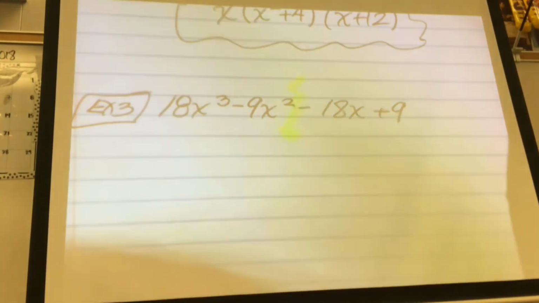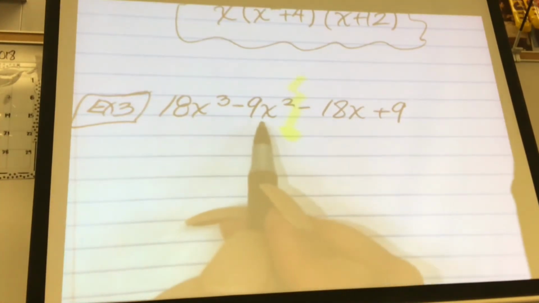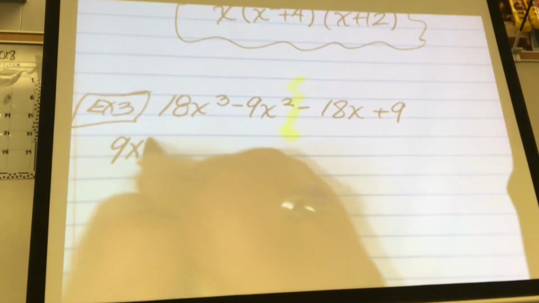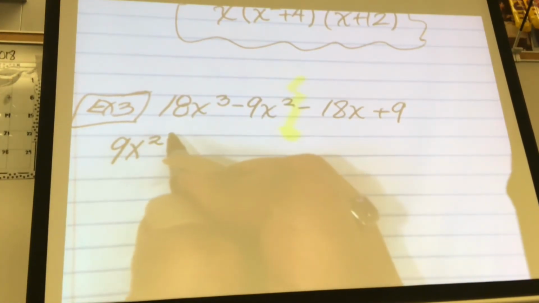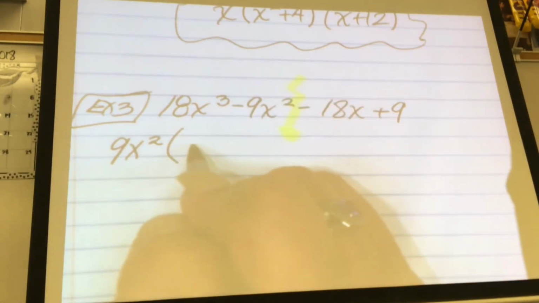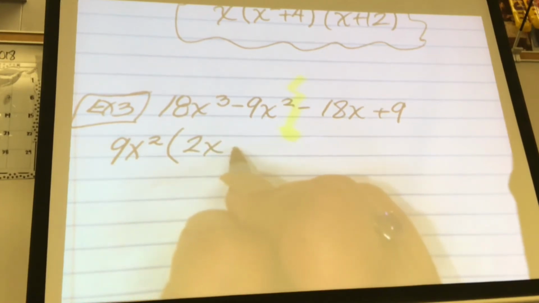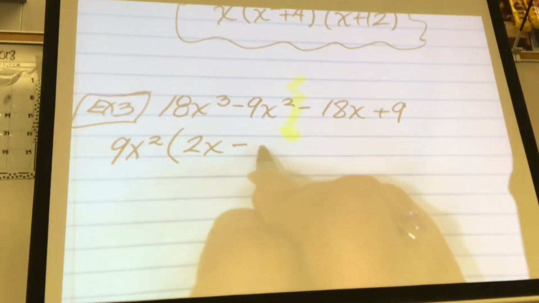Destiny, what can I take out of an 18x cubed and a 9x squared? Nicely done. 9x squared. Ready? What's left over? 2x. Nicely done.